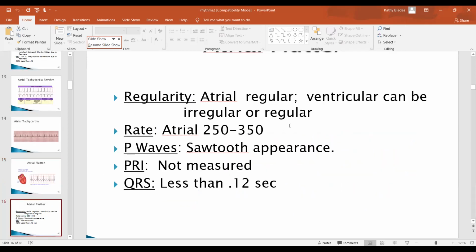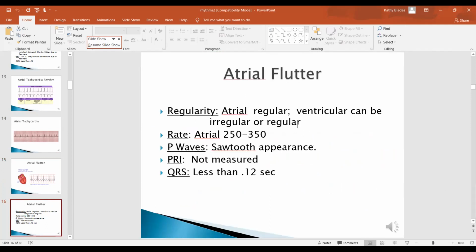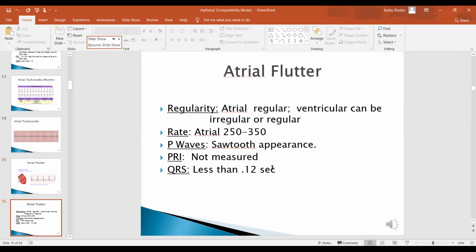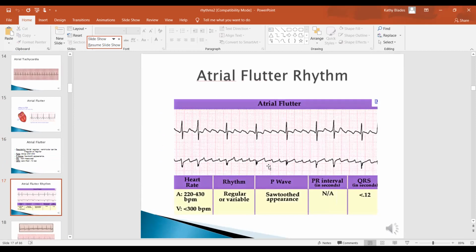And if you look at how you measure or read the flutter, the ventricular rate can be regular or irregular. The rate is very high, and it's usually a sawtooth appearance. That curved one is a little bit different than what you usually see, which is this sawtooth.